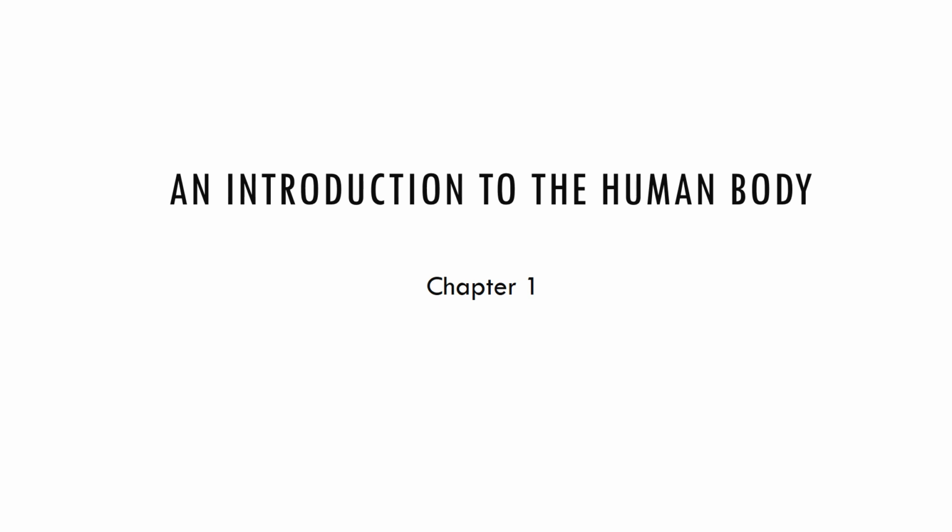In this first chapter, an introduction to the human body, we are going to look at and examine some anatomical terms, anatomical structures. We're going to examine some prefixes, and we're also going to examine the structural organization of the human body. So we're going to talk a little bit about the 11 organ systems that you will be studying throughout the Anatomy and Physiology courses, Anatomy 1 and Anatomy 2.